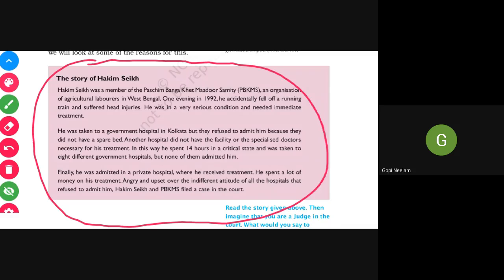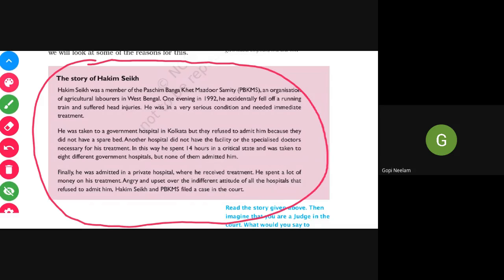Then he got angry and upset over the attitude of all the hospitals that refused to admit him. So what happened? He filed a case in the court, because none of the government hospitals could help him when he was in a position of death, and he had to go to a private hospital for treatment and get cured, which cost him a lot. He was not satisfied with the public healthcare system provided in our country, so he filed a case in the court. And what happened after filing the case? We need to look at that.